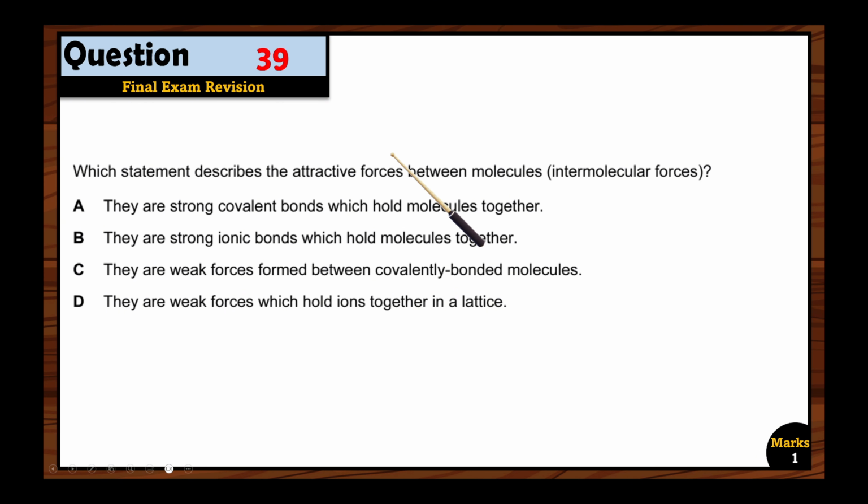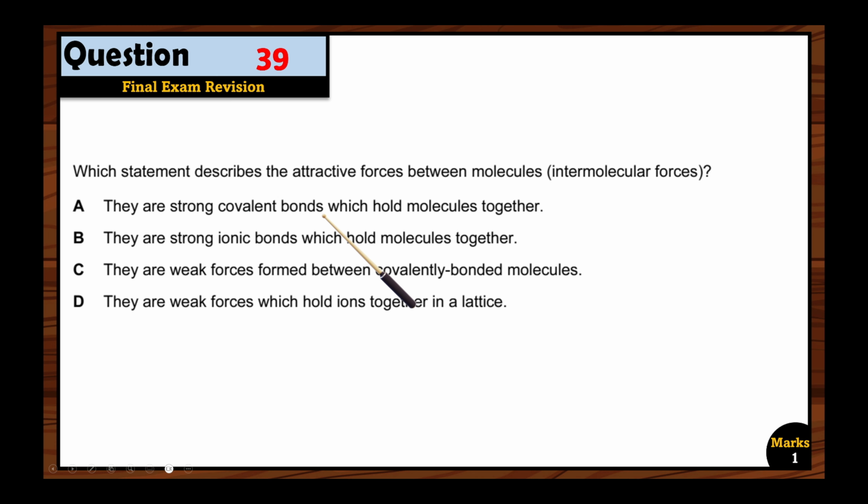Which statement describes the attractive forces between the molecules? So you see the attractive forces are always weak. They are actually the intermolecular forces. What does intermolecular forces mean? Inter means between the molecules, okay? That is called attractive forces. What is intramolecular? Intramolecular means within a molecule. So there are 3 types of intramolecular forces, that is covalent, ionic, and metallic, okay? But this is not intra, this is actually intermolecular. So between the molecules, there will always be weak forces.